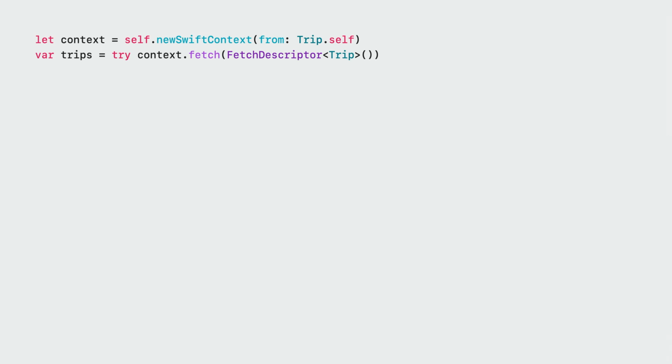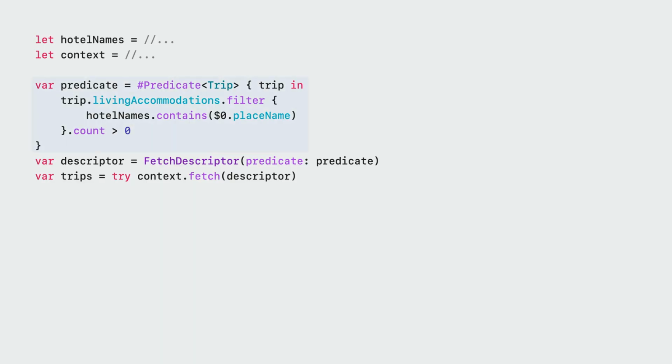Many of these tasks will begin by fetching a set of objects to work with via the fetch method on a model context. In this example, the fetch descriptor for the trip model tells Swift that the trips array will be a collection of trip objects. There's no casting or complicated result tuples to worry about.